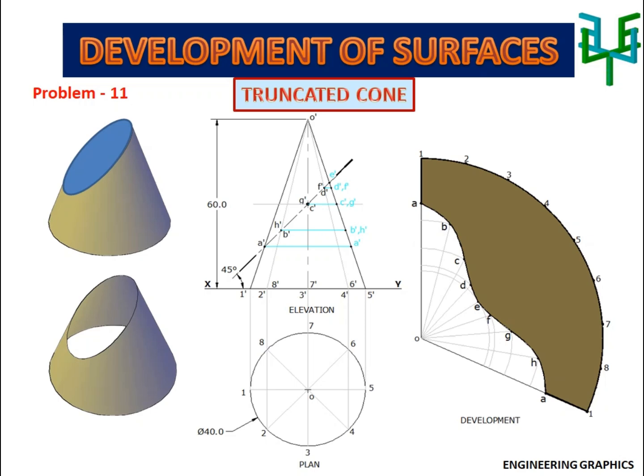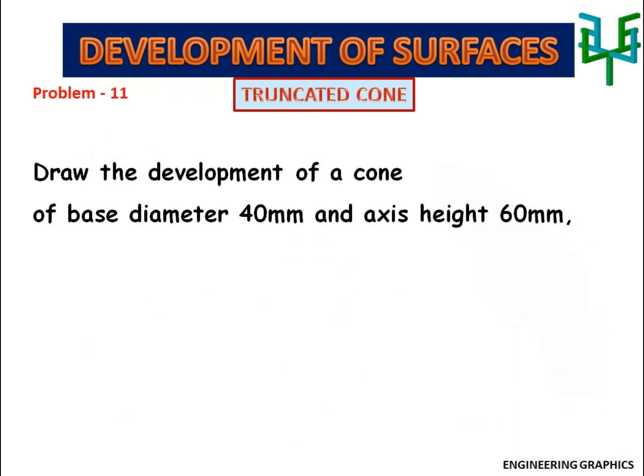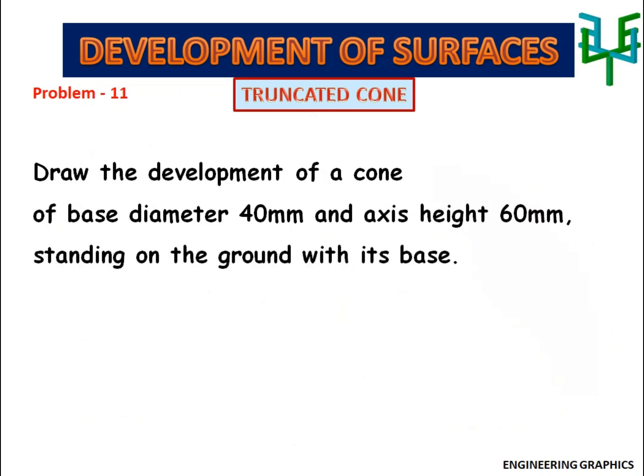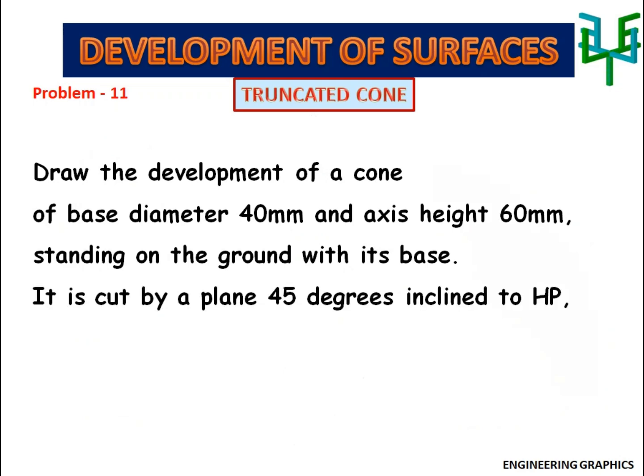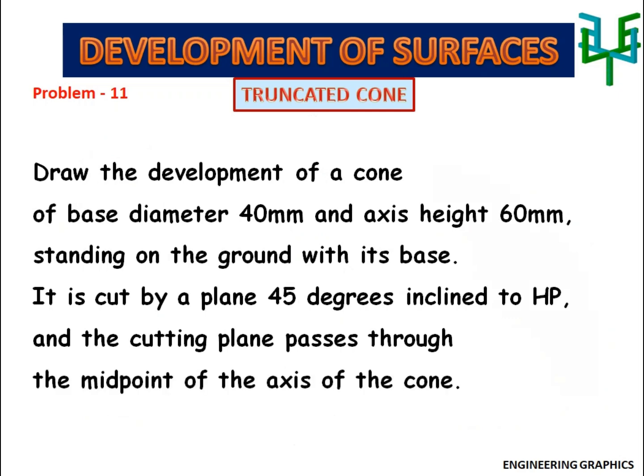In this video, we are going to discuss development of a truncated cone. We can discuss it with a problem. Draw the development of a cone of base diameter 40 mm and axis height 60 mm, standing on the ground with its base. It is cut by a plane, 45 degrees inclined to HP, and the cutting plane passes through the midpoint of the axis of the cone.